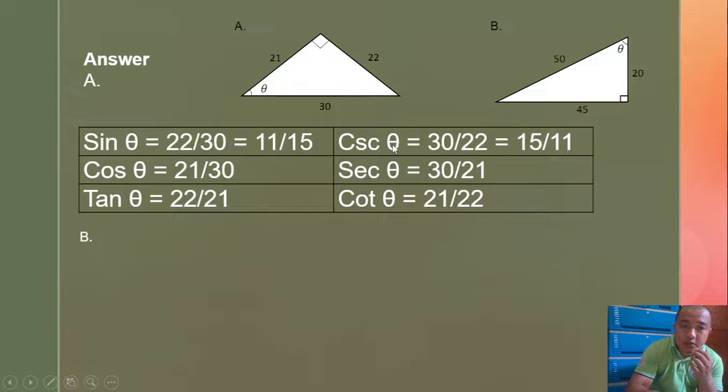And also cosecant theta, 15 over 11. Secant theta, the reciprocal of cosine, 30 over 21. Cotangent theta, the reciprocal of tangent, 21 over 22.